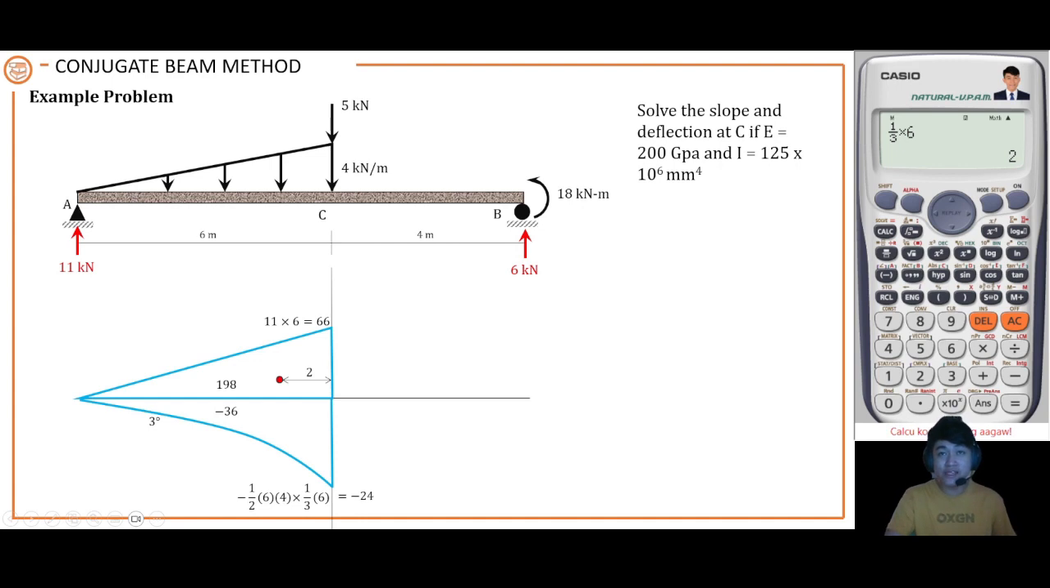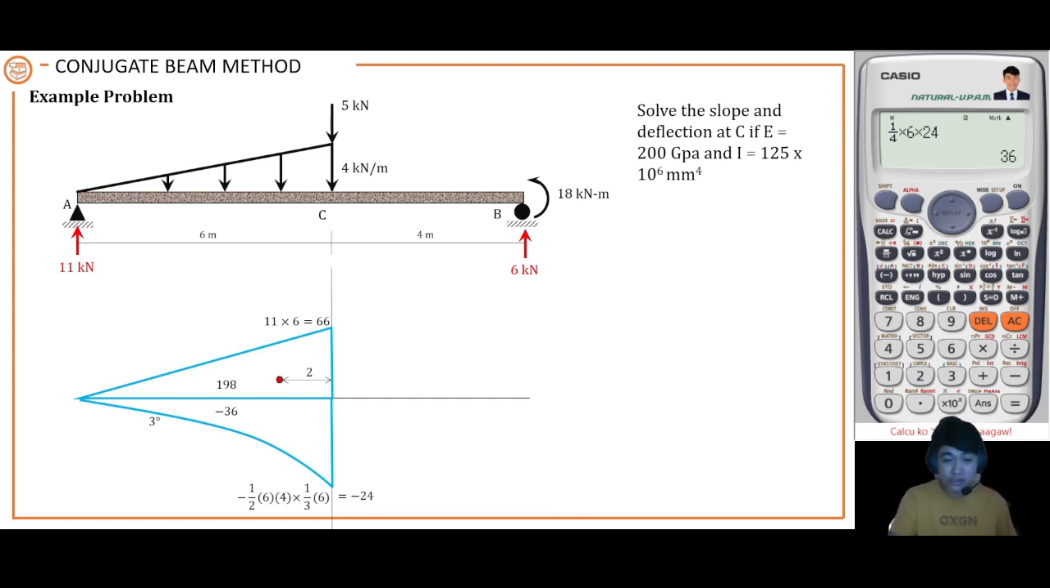Let us confirm if that is correct. Again, the area of a spandrel is 1/4 of base times height. We have a base of 6 and a height of 24, so 1/4 times 6 times 24. The answer is 36.